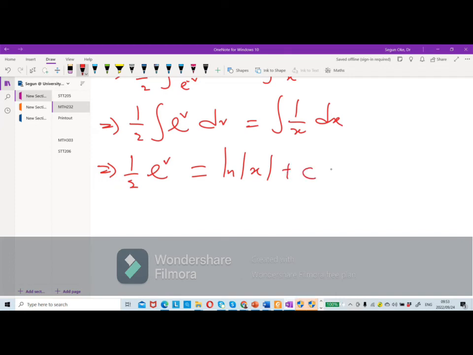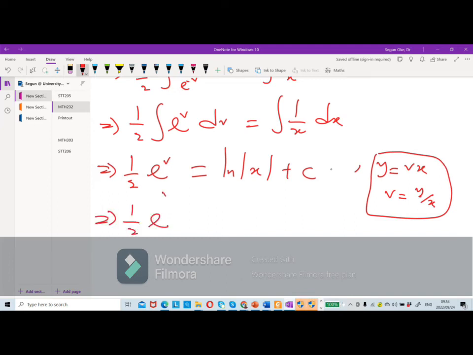Recall that we have y equals vx. So now what is my v? My v will be y over x. So substitute this y over x into where you see v. So it's going to be 1 over 2 e to the power y over x equals ln x plus c.